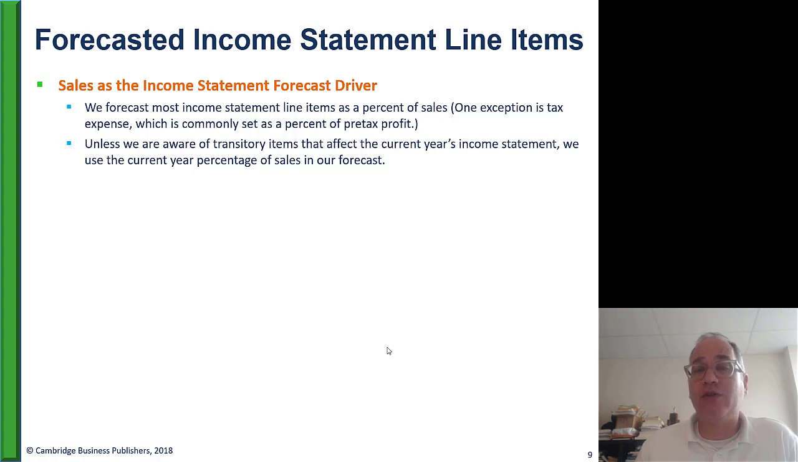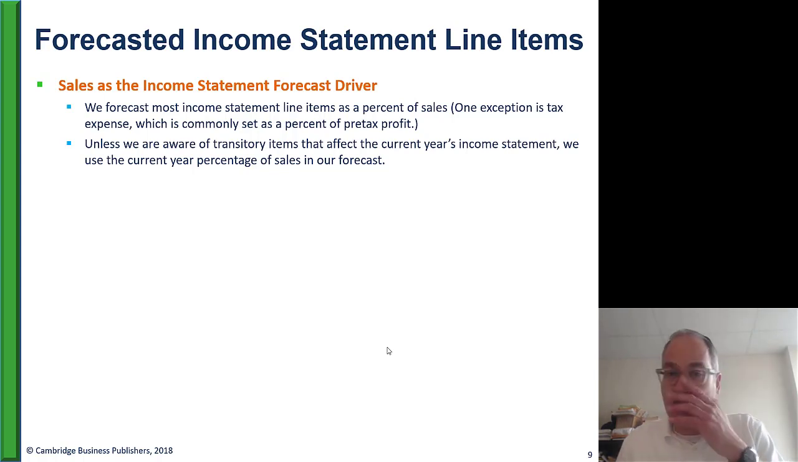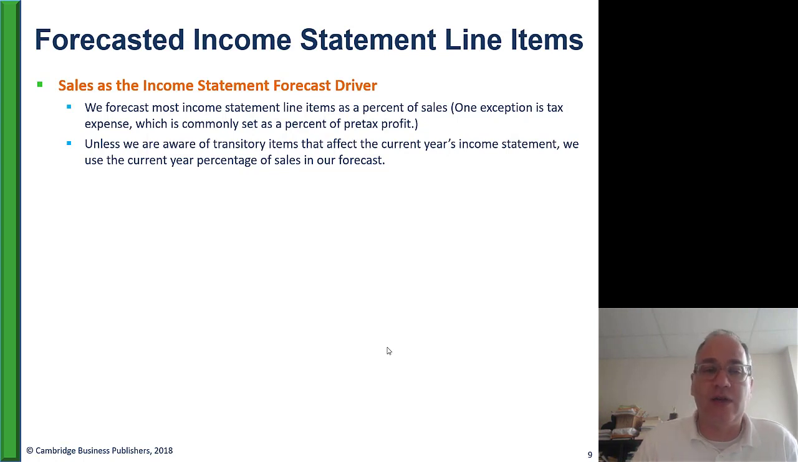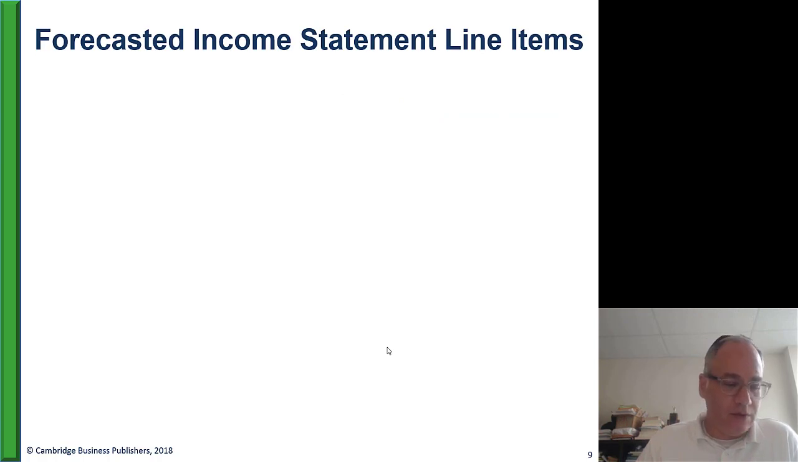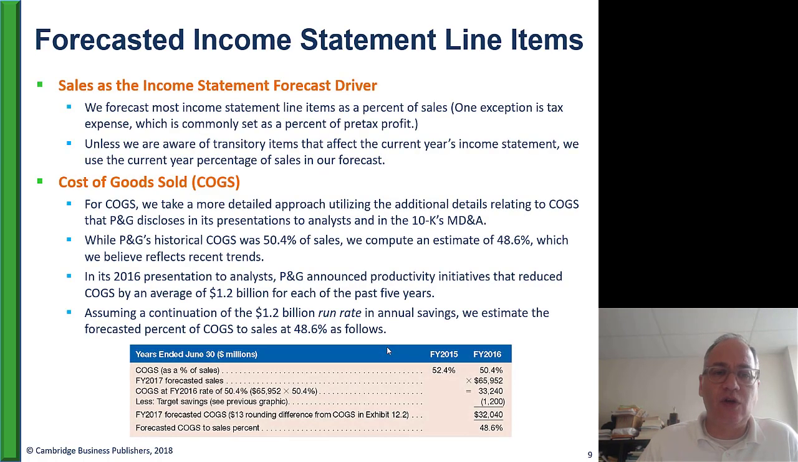There may be transitory items, i.e. items that are going to happen one time, or they could fluctuate in all different areas, and we just kind of have to try something there. It could be this year's percentage of sales or something like that. But oftentimes with transitory items, you might just make them zero. If you had a gain on sale of equipment last year, the chances are you're not going to have that again. The company doesn't sell a certain amount of equipment every year.